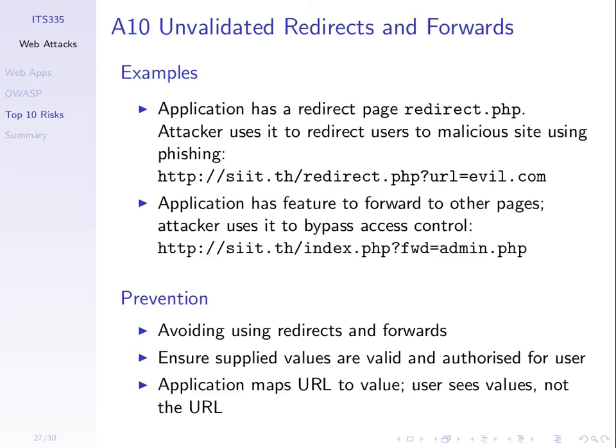Risk number 10, it's listed as unvalidated redirects and forwards. This is what was happening. The normal website had a feature to redirect you to other URLs. The malicious user used that to construct a URL or a link that redirects us to the malicious website with the intent of tricking the user into thinking they're visiting the real website, but they're actually redirected to the malicious website.